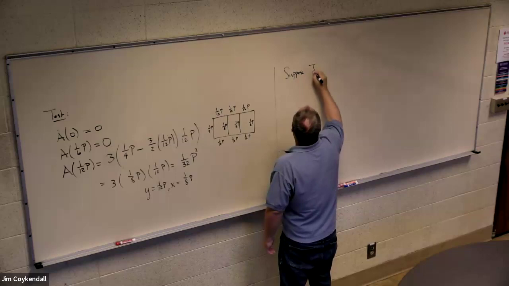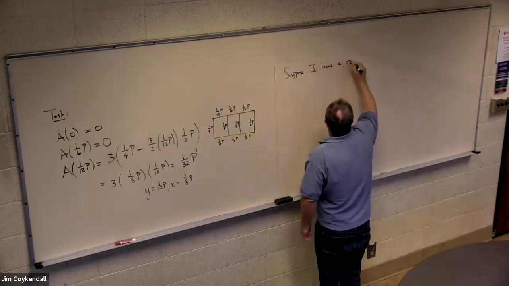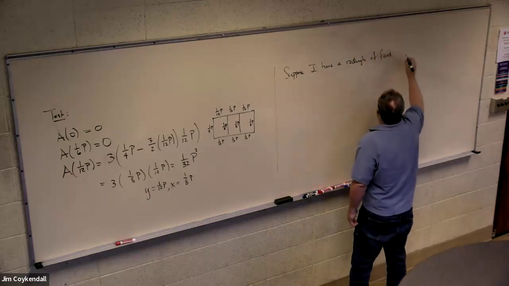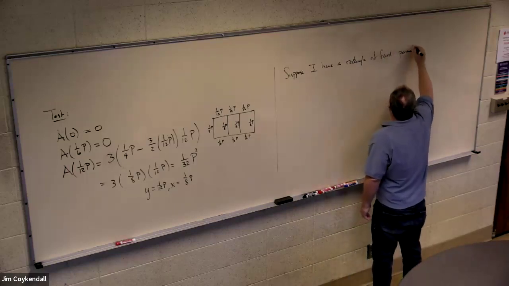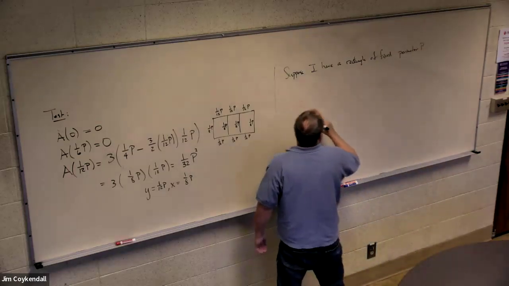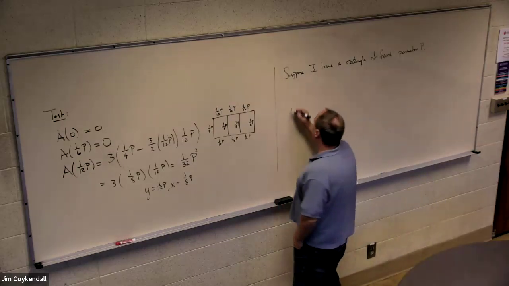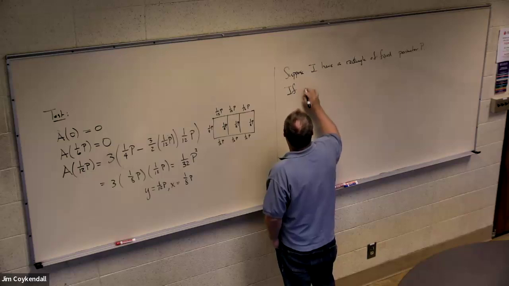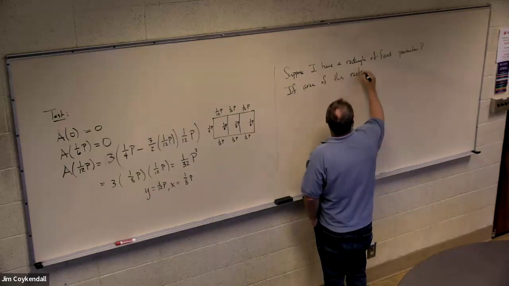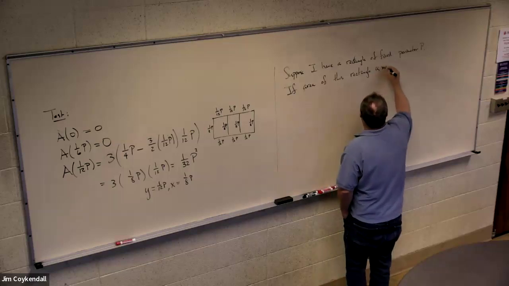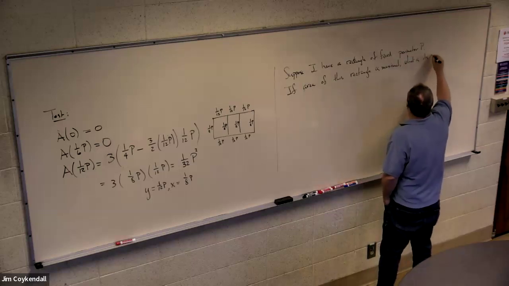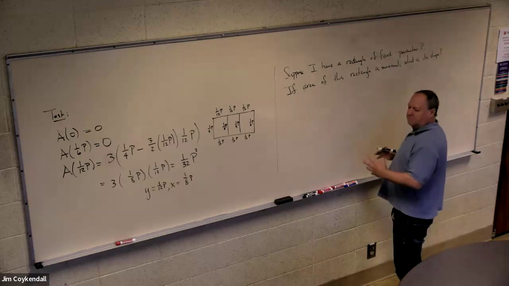Suppose I have a rectangle of this perimeter. Area of rectangle max. What does it show? So describe what this rectangle looks like.